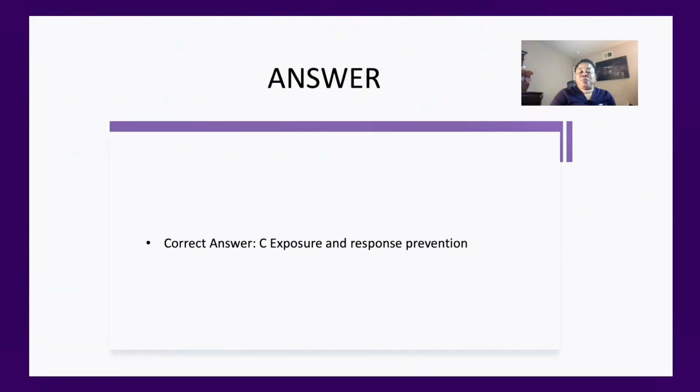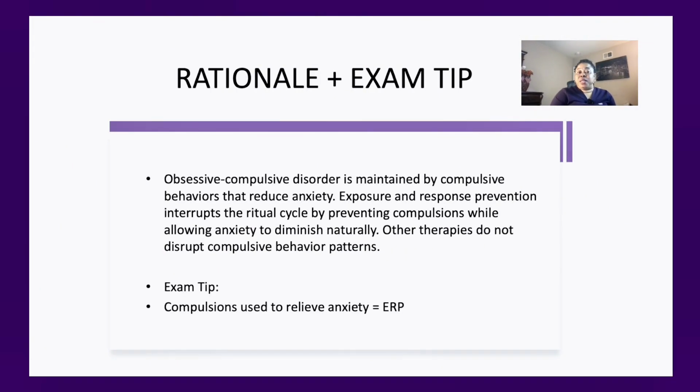This is exposure and response prevention. Why? Obsessive compulsive disorder is maintained by compulsive behaviors that reduce anxiety. So exposure and response prevention interrupts the ritual cycle by preventing compulsions while allowing anxiety to diminish naturally. Other therapies do not disrupt compulsive behavior patterns. Remember that earlier I told you when you see OCD, think about exposure and response prevention. Compulsion is used to relieve anxiety. You think about exposure and response prevention therapy.